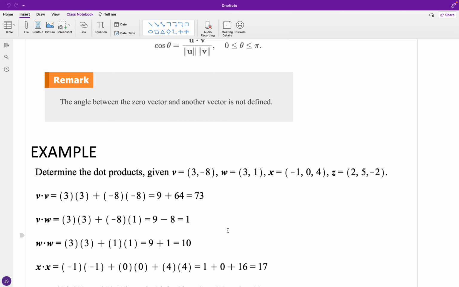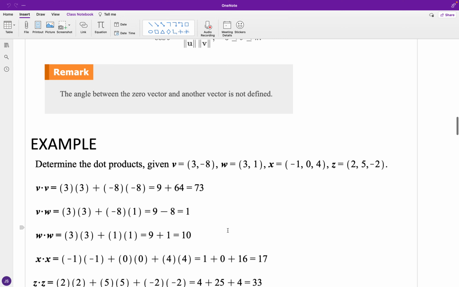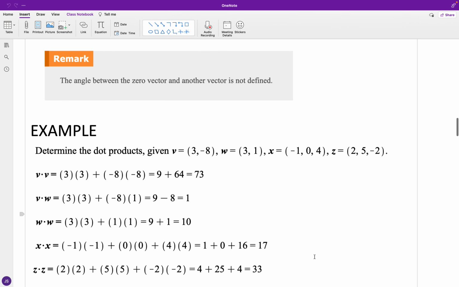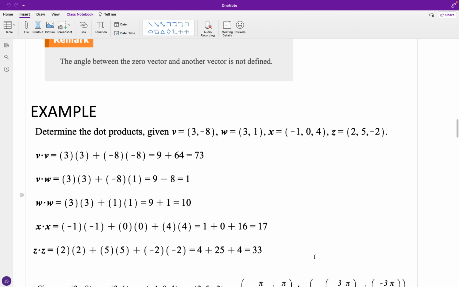And if I take the dot product between w and itself, you're looking at 3 times 3 plus 1 times 1, which is 9 plus 1, which is 10. And for the dot product between x and itself, we have negative 1 times negative 1 plus 0 times 0 plus 4 times 4, and the sum of the products ends up at 17. And if I have z in the dot product with itself, you get 2 times 2 plus 5 times 5 plus negative 2 times negative 2, and that comes out to 33.